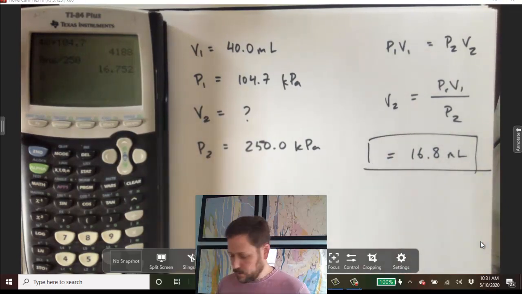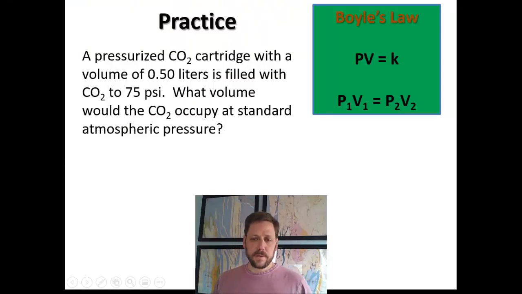Let's try one more. See if you can pause the video here and set this problem up. Identify which variables are which, and see if you can solve for the unknown variable the question is asking for. Again, it might be helpful to make a prediction here. If we have half a liter of gas at 75 psi, what volume is it going to occupy at standard atmospheric pressure? Remember, standard atmospheric pressure, 1 atmosphere, is equal to 14.7 psi. That's a much lower pressure. So at a lower pressure, the gas should expand to fill a much larger volume.